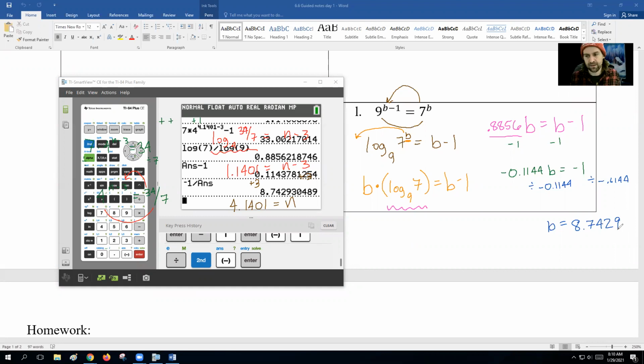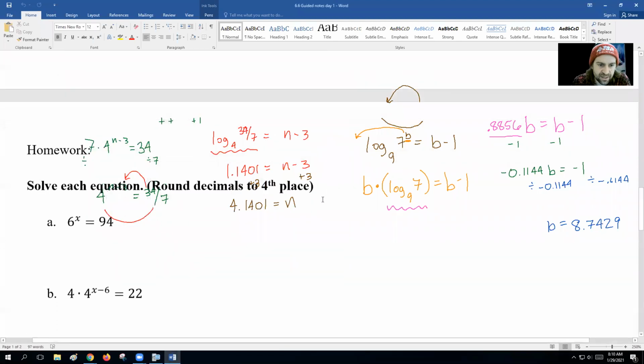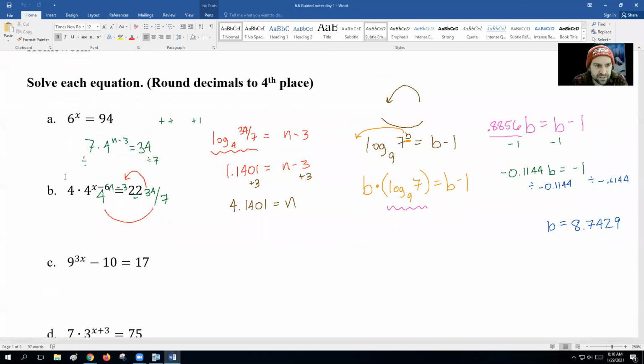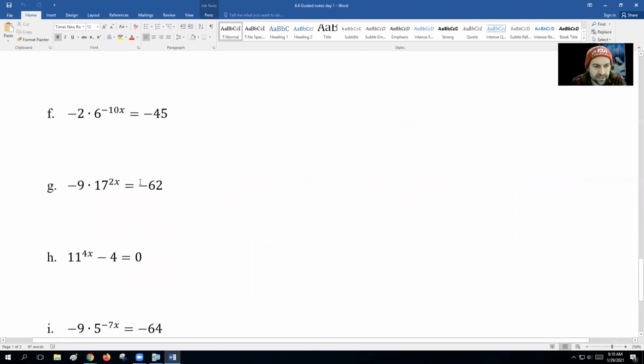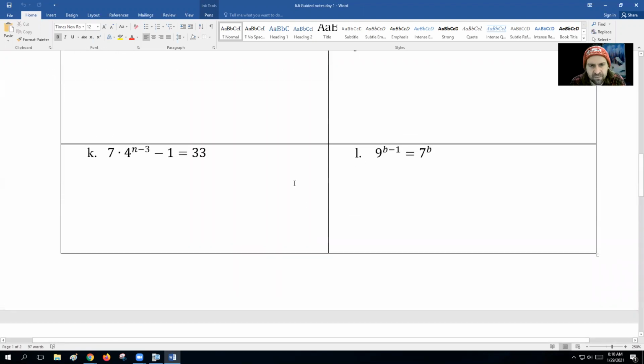All right. Cool. So this wraps up section 6.6. If you guys look, your homework's down here where you have these problems. Most of them are pretty easy. You just need to isolate them, loop and swoop, and use the common base to solve those. So nothing's crazy like the problem L.